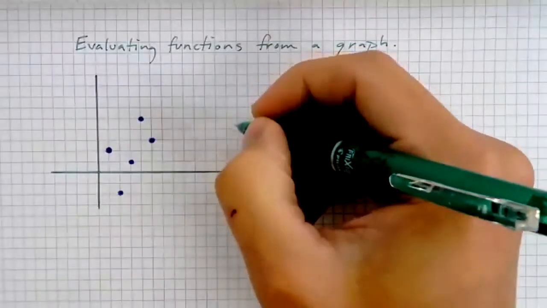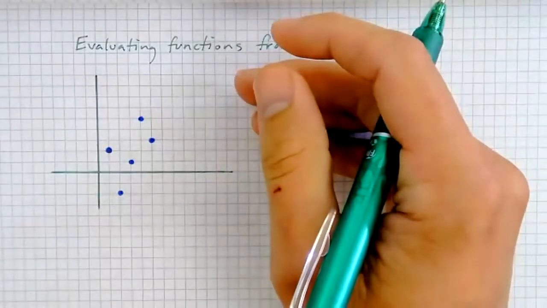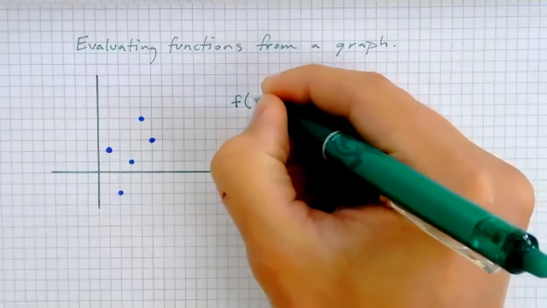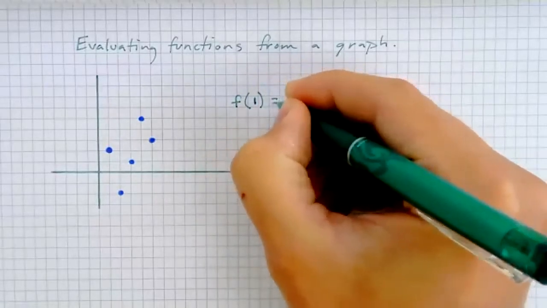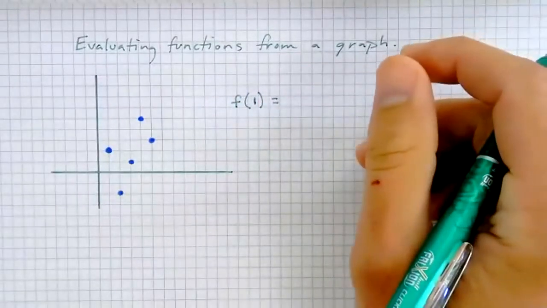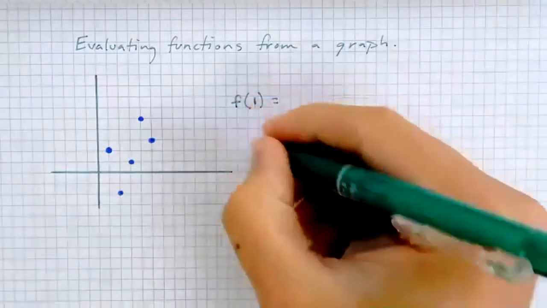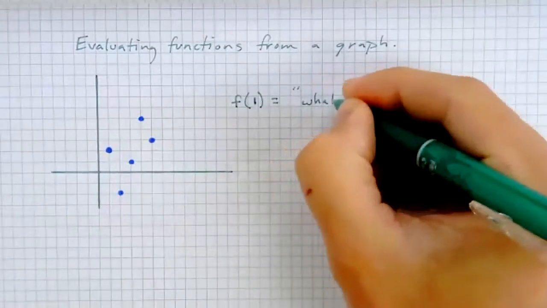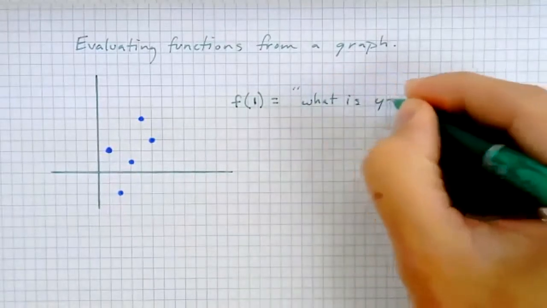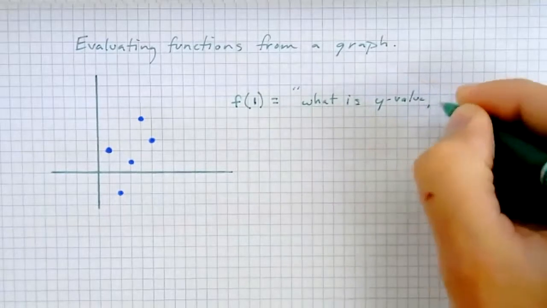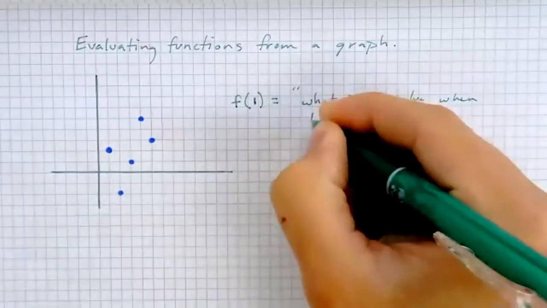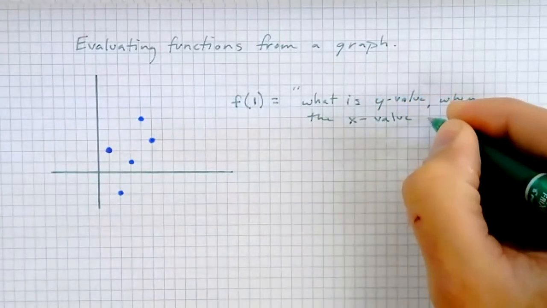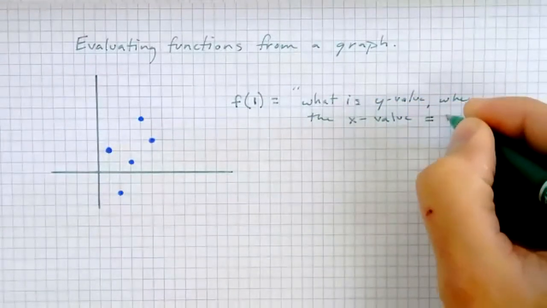All right, so if we're given something that looks like this, and we're being asked to find f of 1, this question's really asking, what is the y value when the x value is equal to 1?